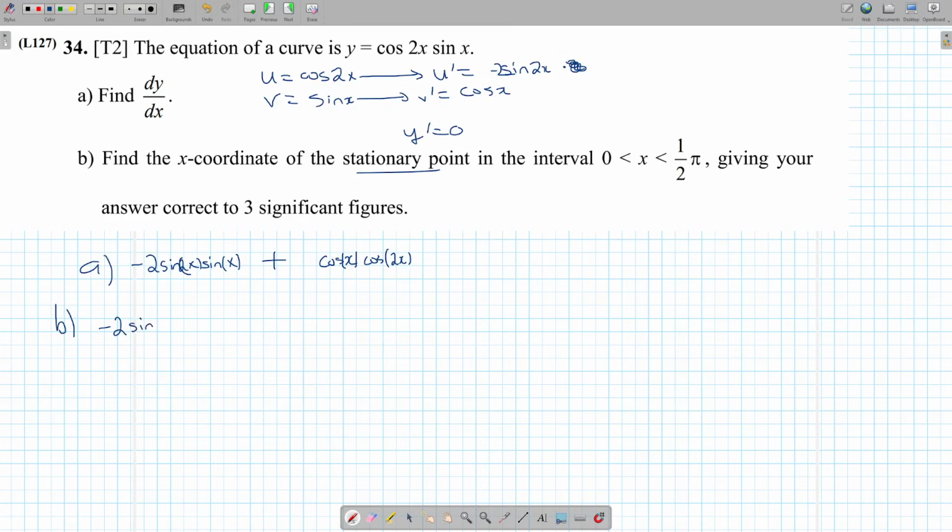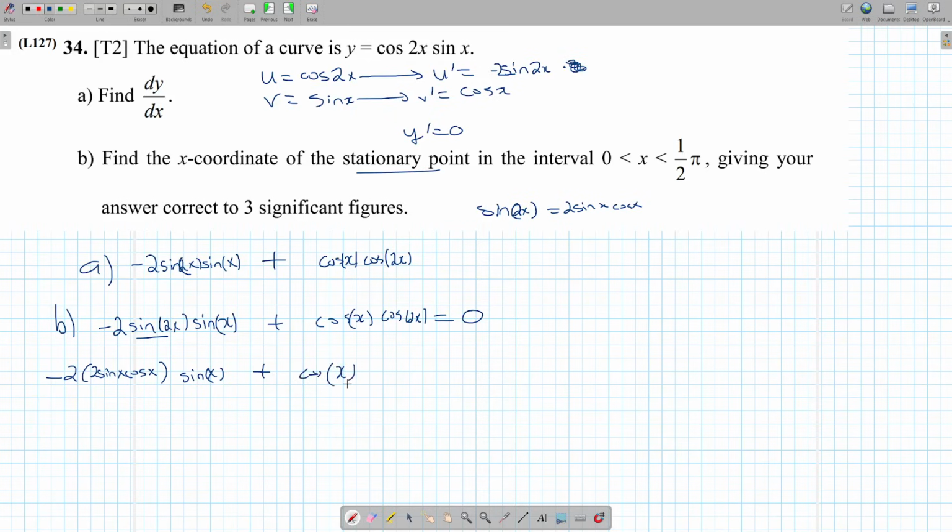So it's gonna be minus 2 sine 2x sine x plus cosine x cosine 2x equals 0. Now the first thing we're gonna do is use some rules that we know. Sine 2x, if you remember from last year, is 2 sine x cosine x. So we're gonna change this sine 2x into 2 sine x cosine x. So minus 2 times 2 sine x cosine x, sine x outside, plus cosine x cosine 2x.